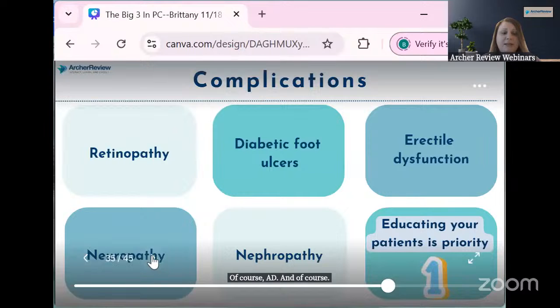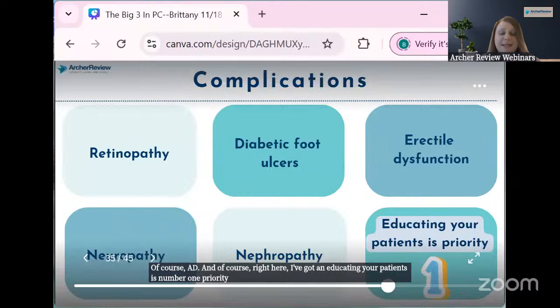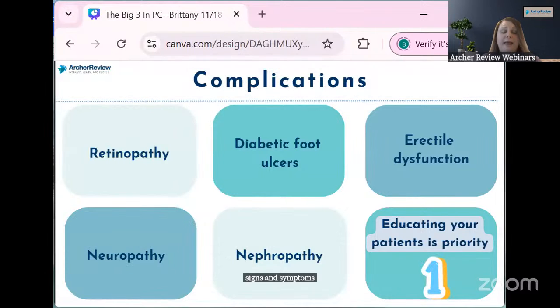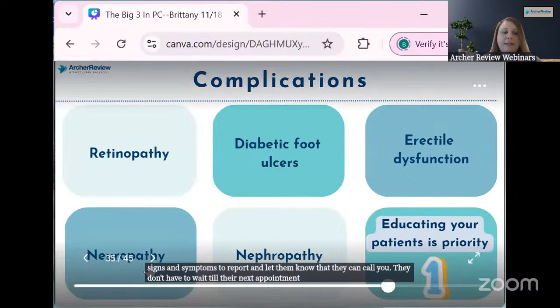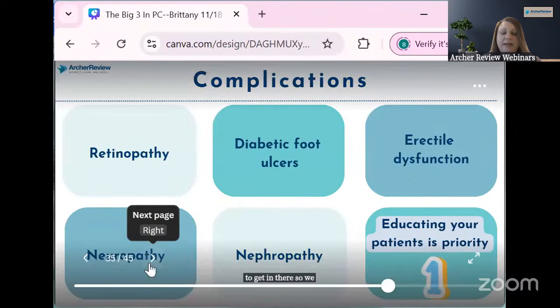And of course, right here, I've got it. Educating your patients is number one priority: what to expect, signs and symptoms to report. And let them know that they can call you. They don't have to wait till their next appointment if they're having a big problem, so we can get on top of it in a timely manner.